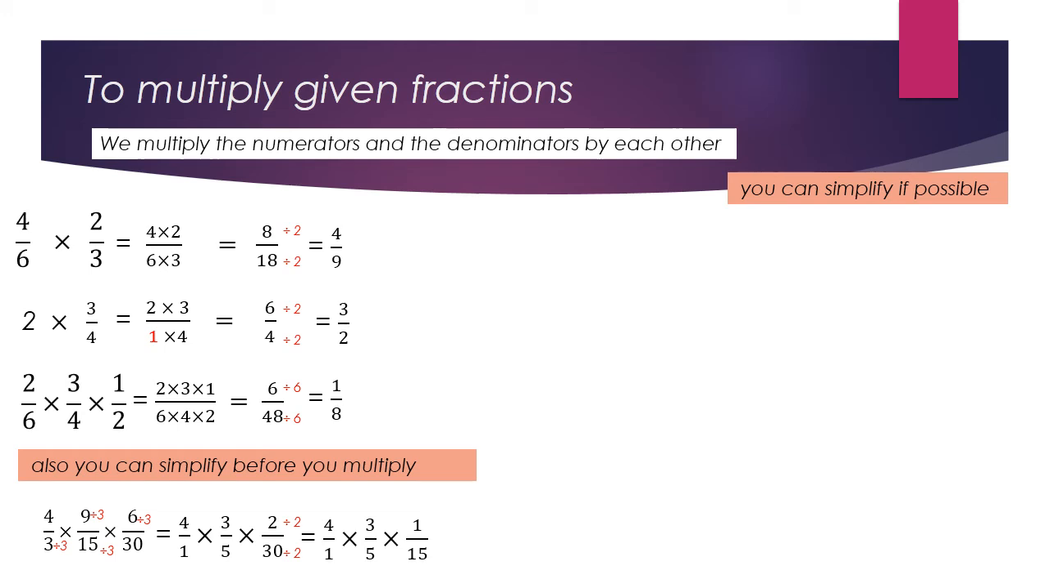The last division is 3 and 15 can be divided by 3, and we can cross 1 and 1. So here we can multiply 4 times 1 equals 4 and 5 times 5 equals 25. So the result will be 4 over 25.